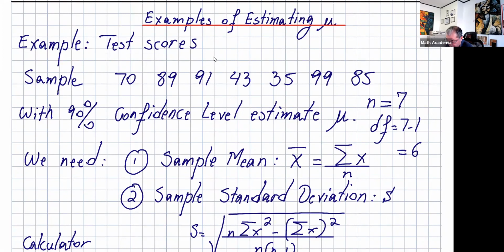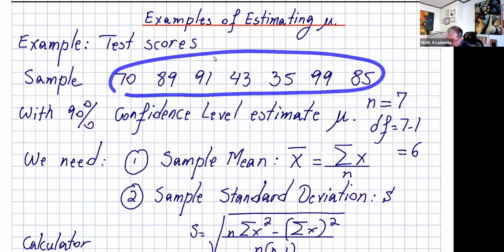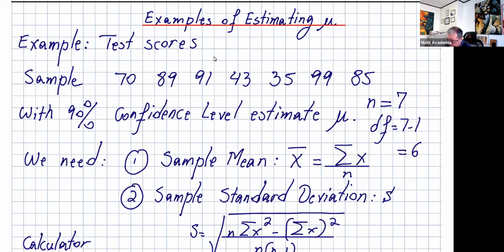For example, we have test scores and we have a sample, and these are the test scores: 70, 89, 91, 43, 35, 99, 85. This is our sample. n is 7 because we have 7 numbers in our sample. It says with 95% confidence level, estimate mu, the population mean. First thing to notice, this is a sample and sigma is not given. And the problem is going to mention if sigma is given or not.